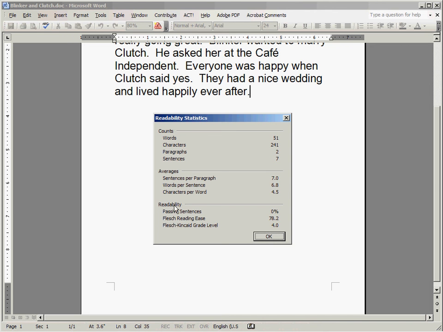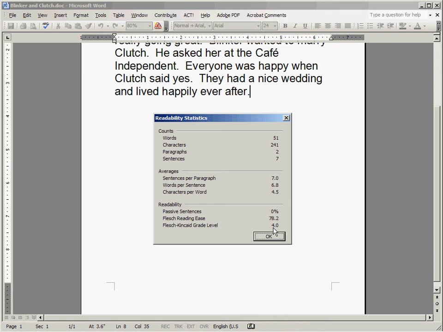The last section is called Readability. It shows the percentage of sentences that are passive sentences. We will cover this later this year. The reading ease is how easy it is to read your story, and the grade level. What grade level I would need to be in to understand what you wrote is reflected here. As you can see, someone in fourth grade will be able to understand the words in my story.